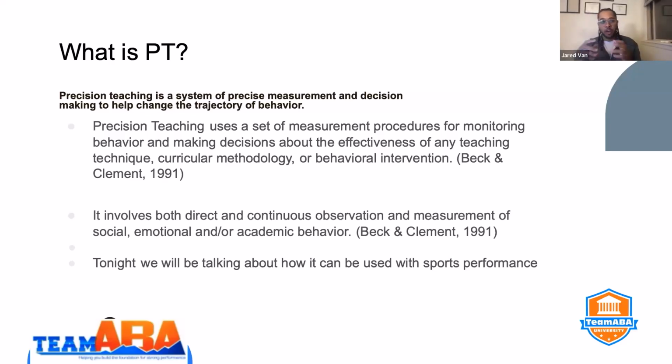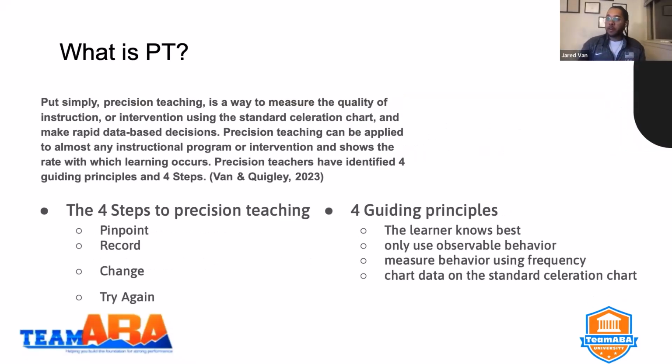So we're going to be talking about how this can be used with sports performance, and it involves both direct and continuous observation and measurement of social, emotional, or academic behavior typically. But today we're going to be talking about how that pertains to sports performance. Like we said, it's about measuring the quality of instruction and coaching intervention using the standard acceleration chart and making rapid data-based decisions.